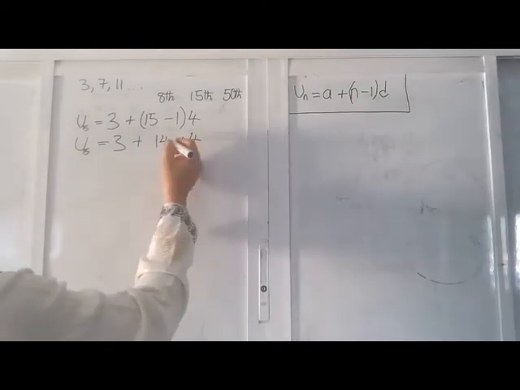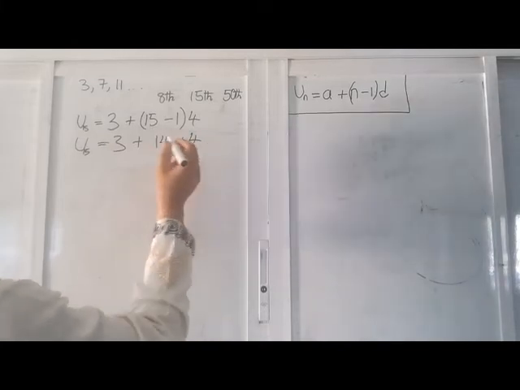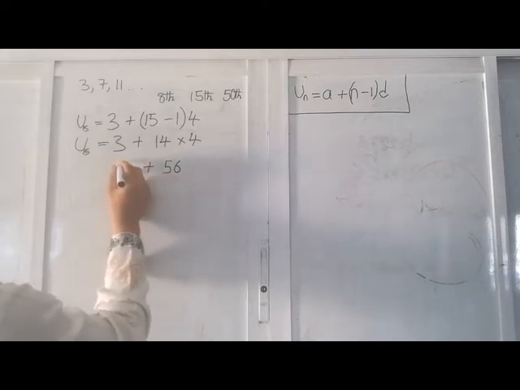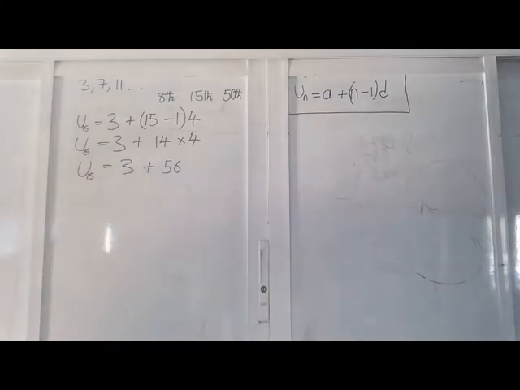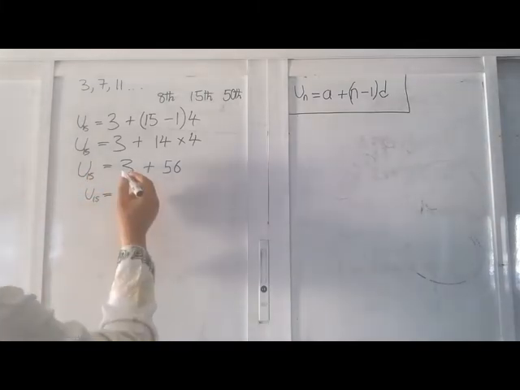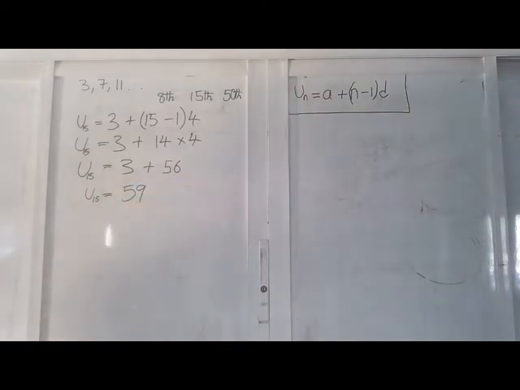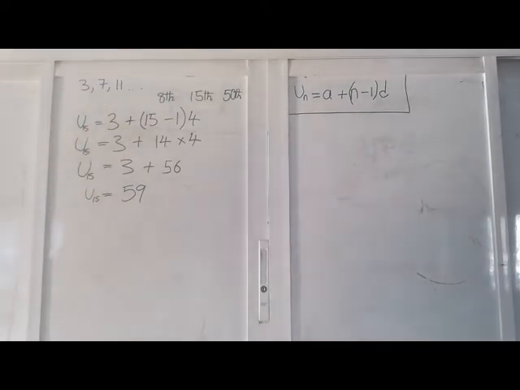So 4 times 4 will give us 16, carry 1, 4 times 1 is 4 plus 1, 5, 56, plus 3 equal to the 15th term. So the 15th term, therefore, is equal to 3 plus 56 will give us 59. So the 15th term of this progression is 59. Let's progress to the other one, which is the 50th term.